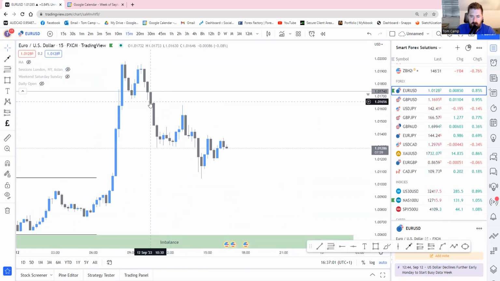A lot of people get confused. This here is not a break of structure. So a lot of people would see that and, oh, brilliant, yeah, break of structure. I'll look into this area here. Great. No, okay, it's not a break of structure. And I'll tell you why.